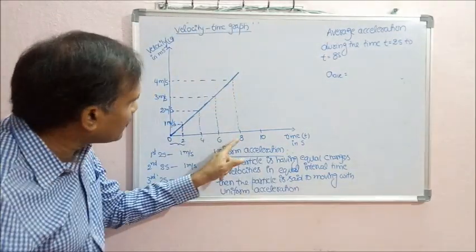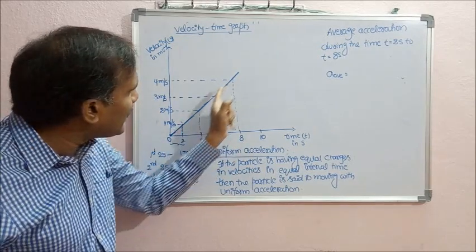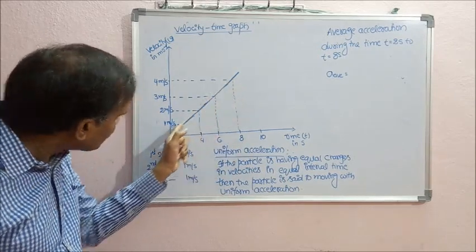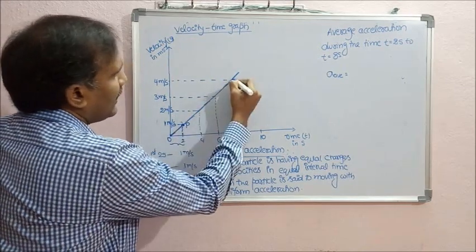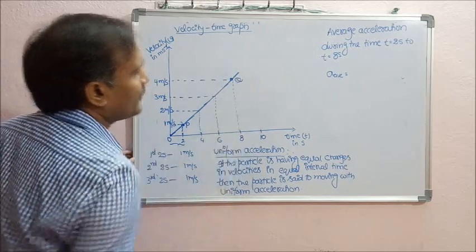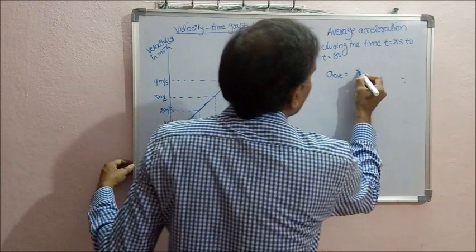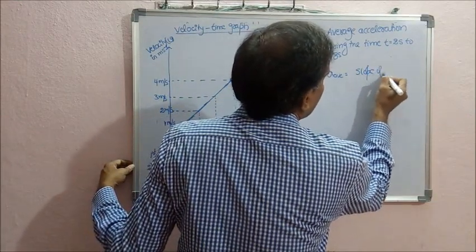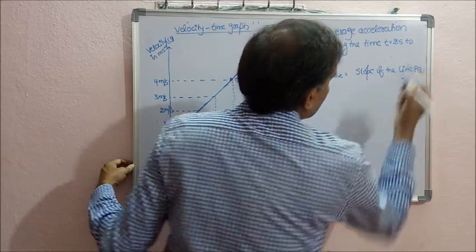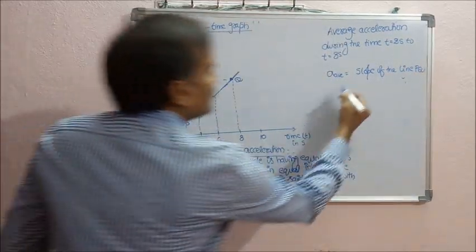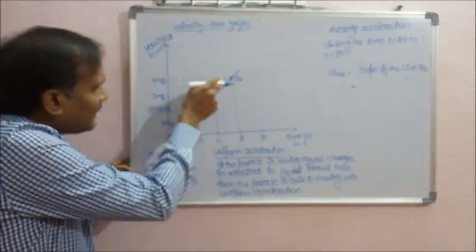Now, similarly, corresponding to t is equal to 8 seconds and t is equal to 2 seconds, when you draw a line, that line is this one, and here it is P and here it is Q. Therefore, average acceleration is nothing but the slope of the line PQ. Slope of the line PQ is equal to the slope of this line PQ.